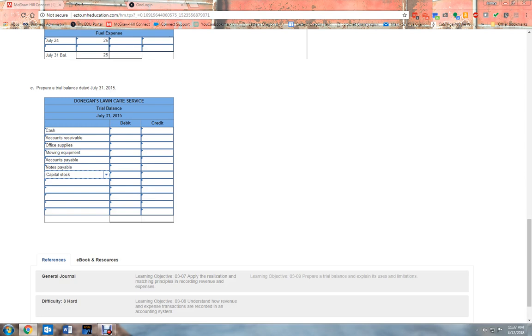And now retained earnings. Remember, it's a subset of owner's equity. So capital stock and retained earnings go hand in hand. And then we move into our income statement accounts. So mowing revenue would be first. And then any expenses. So salaries expense. And then we also had fuel expense.